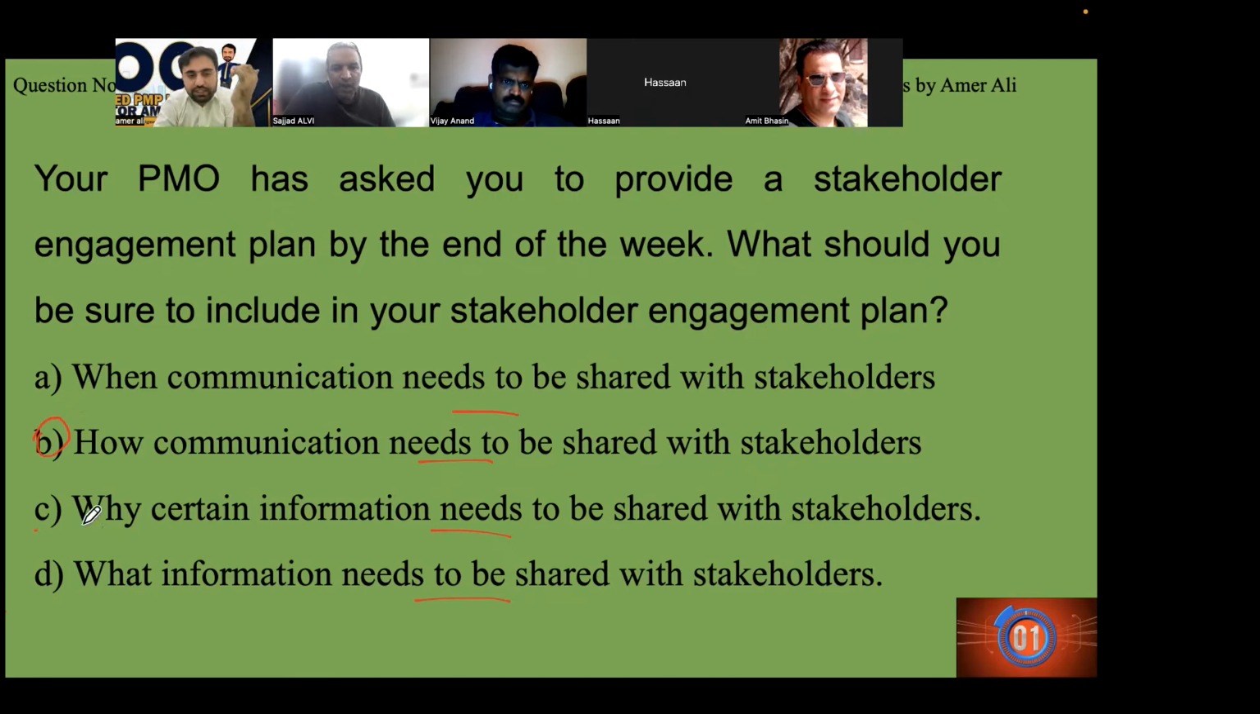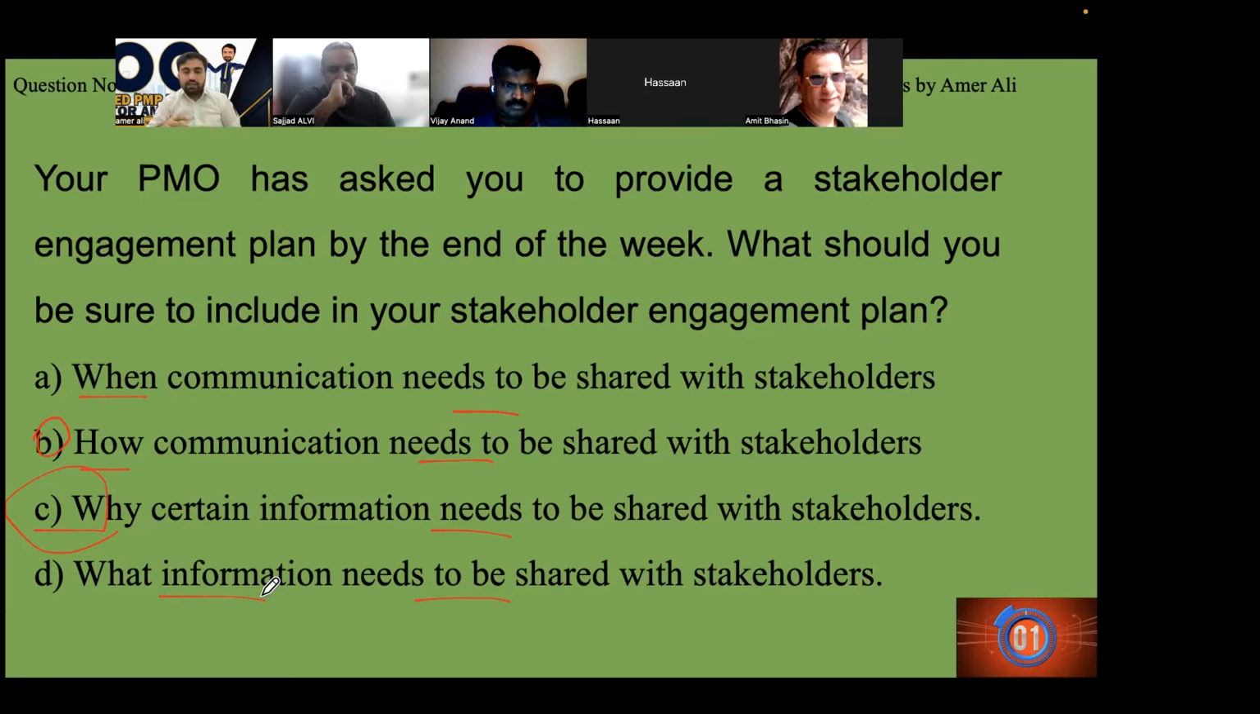Like the strategies required to engage with the stakeholders. When communication, right information, right time, to the right people, to get the right impact. When is the communication plan? How? By video, by message, by call. That can be the strategy. What information needs to be shared with the stakeholder? That is in the communication plan.